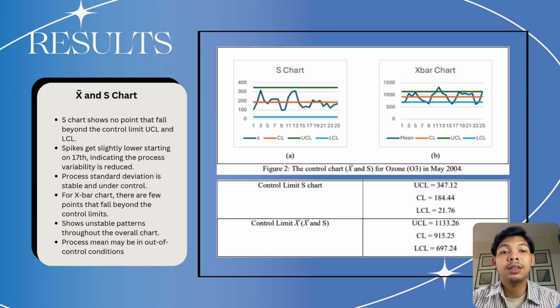For the X-bar chart, there are a few points that fall beyond the control limits. It is similar to the previous X-bar chart except for the UCL and LCL, which are equal to 1133.26 and 697.24. It shows unstable patterns throughout the overall chart, and the process mean may be in out-of-control conditions.